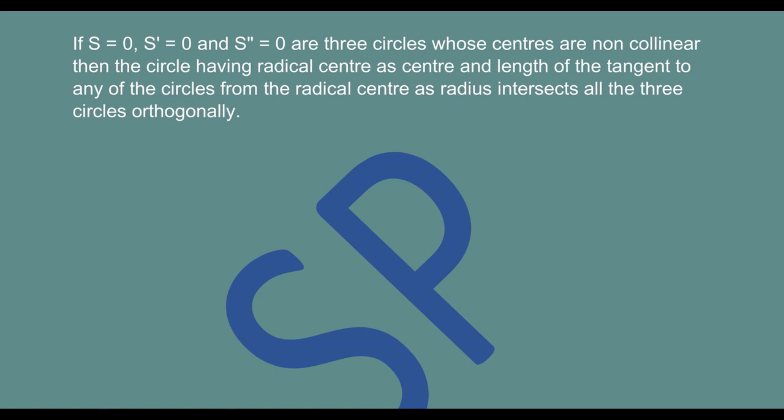I want you to observe that this is how the statement is there in your textbook. This part is given in the textbook. Actually, I don't like to take the statement like this. I would like to take the statement without this part. That means if three circles have non-collinear centers, then the circle having the radical center as the center and the length of the tangent to any of the circles from the radical center as radius intersects all the three circles orthogonally. Okay, let us prove the statement.